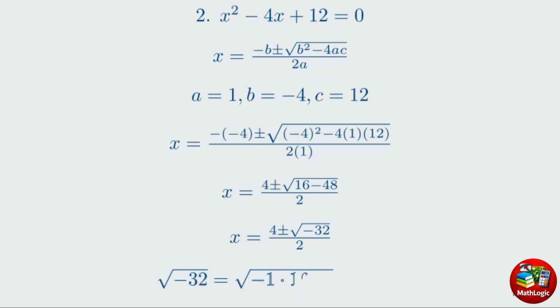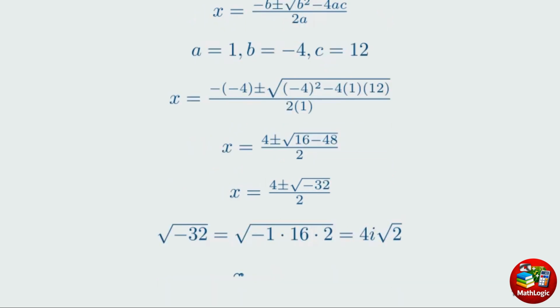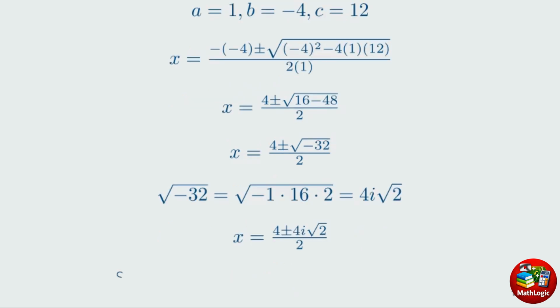The square root of negative 32 can be written as the square root of 16 times negative 2, or 4 times the square root of negative 2. Using the definition of the imaginary unit, i, we can write the square root of negative 2 as i times the square root of 2. So we have 4 plus or minus 4i times the square root of 2 divided by 2. Dividing by 2, we get our two complex solutions. X equals 2 plus 2i times the square root of 2, and x equals 2 minus 2i times the square root of 2.